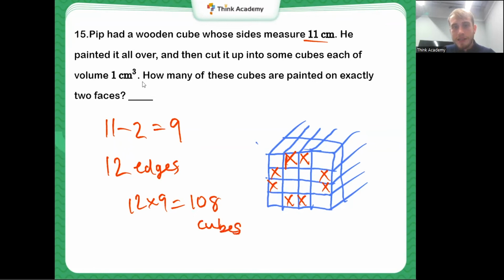So the trick here is to recognize the type of cube. We want all of the ones that are along the edges, but not on the vertices. So then we just use the fact that we know we've got 12 edges and not counting the vertices to find the total cubes. Okay.